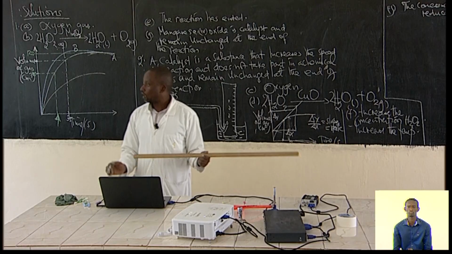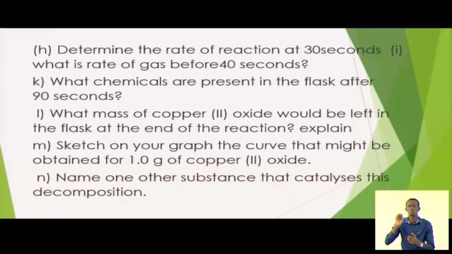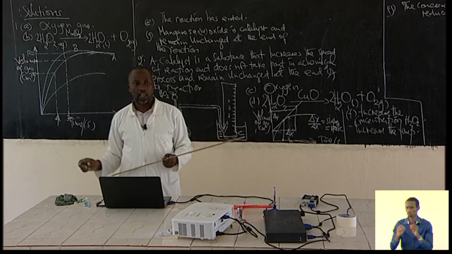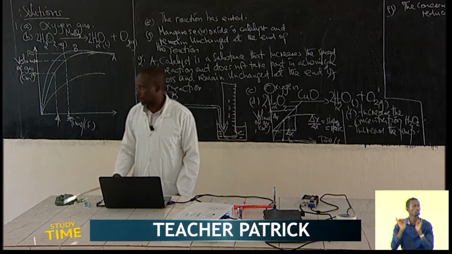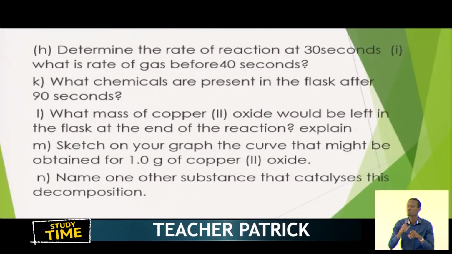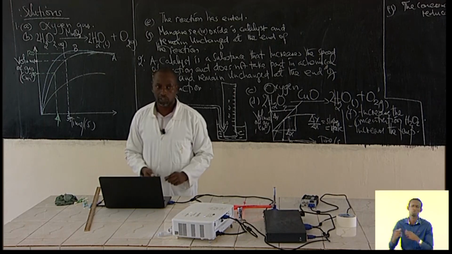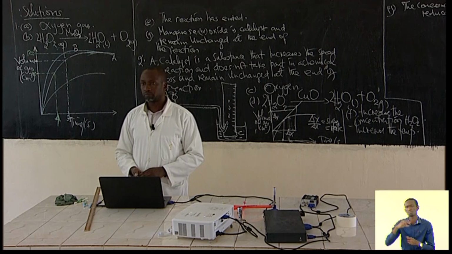What mass of the copper 2 oxide would be left? The same mass, 0.5 grams. Sketch the curve that might be obtained. Increasing the amount of the catalyst does not change the speed of the reaction, so it remains the same. Name another substance that catalyzes this decomposition. We had mentioned manganese 4 oxide. We can mention potassium permanganate. We can mention potassium iodide, and so on.